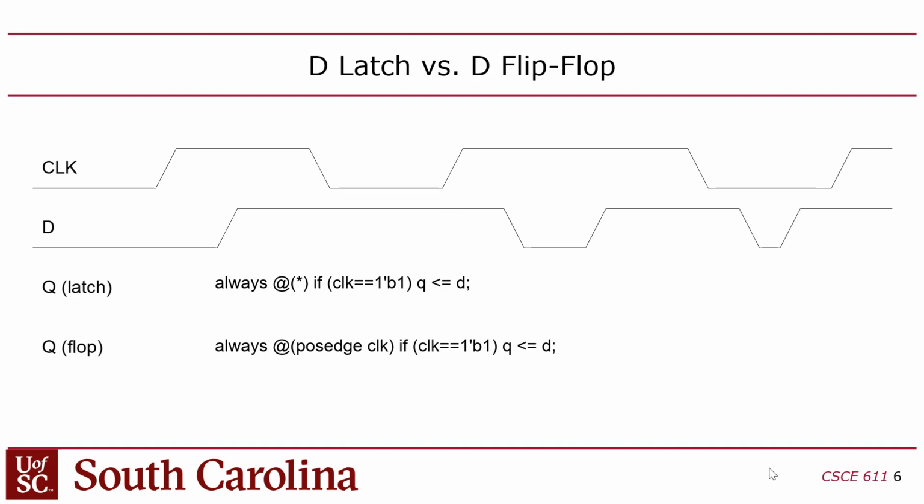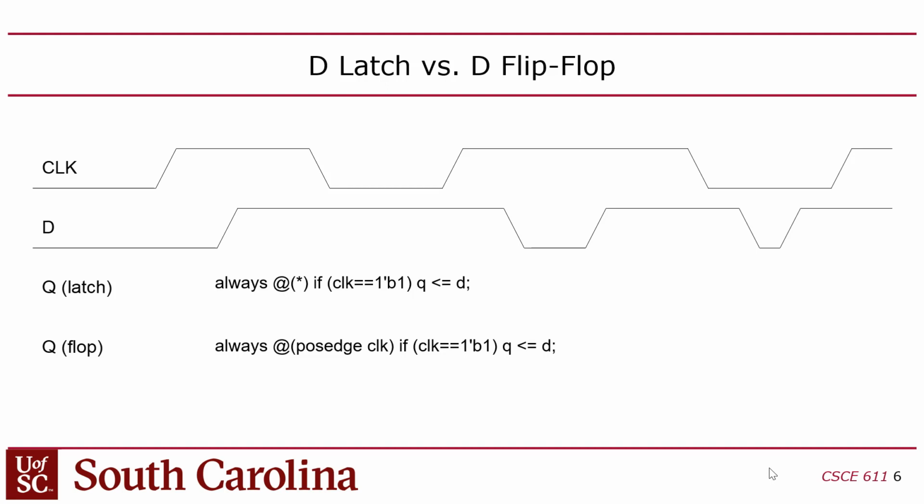On this timing diagram, I've got clock and D. D is the input, and Q is the output. And I've got two always statements, which are the same two I showed you before. I changed the names of the signals here. So in the case of a latch, I say always at star, if clock equals 1, then Q gets D. And in the second one, I said always at posedge clock, if clock equals 1, then Q gets D.